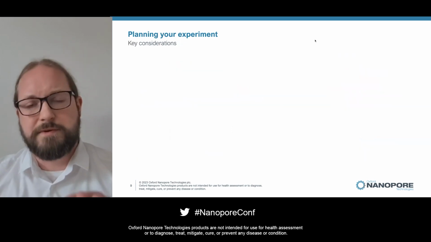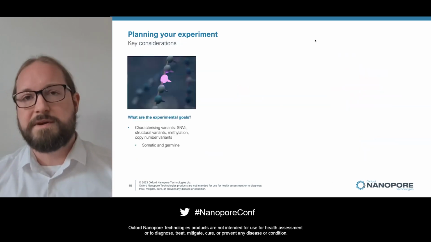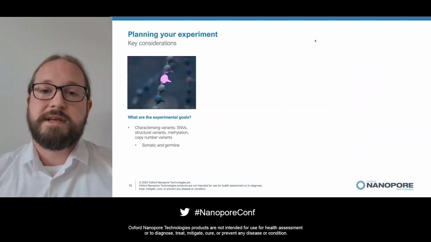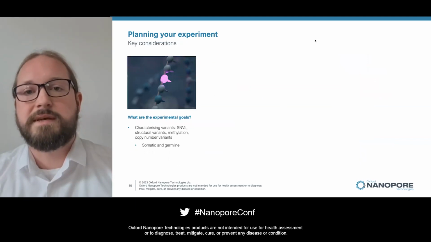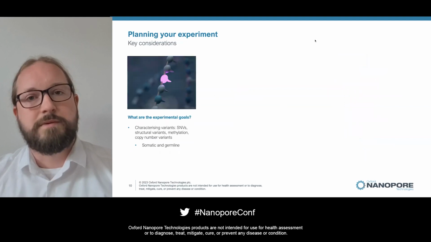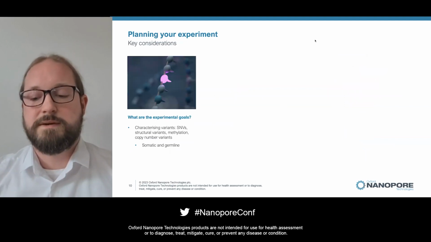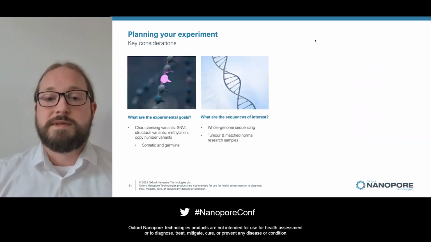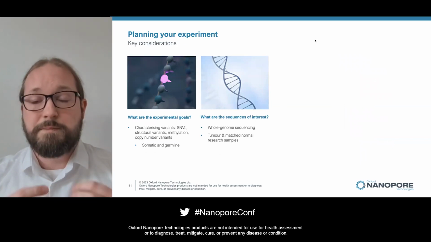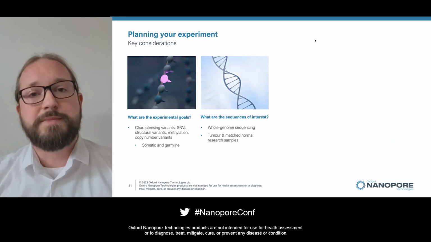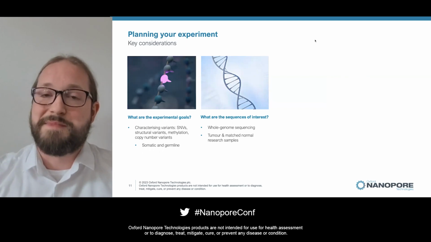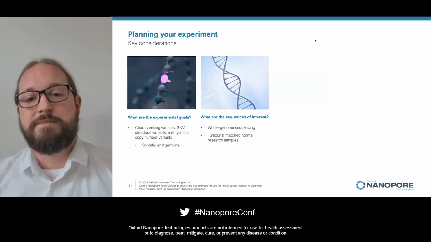If we think about this for a tumour-normal experiment, what are the main considerations? So what are the experimental goals? Basically what I just told you, we want to find the somatic variants in the cancer. We can do germline as well, and they can be informative, but our main focus is on somatic here. What are the regions that we want to look at? For this, we want to look at the whole genome to understand in as much detail as possible what's going on in the cancer sample. And then obviously, as I said many times now, we have tumour and normal samples.